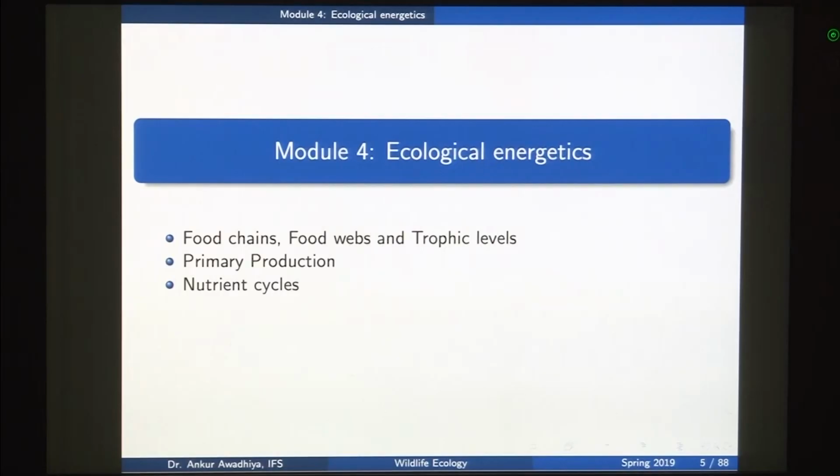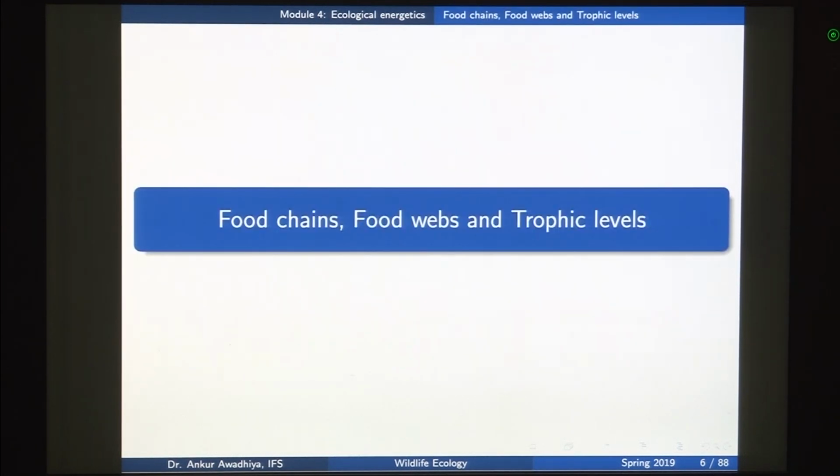Namaste. Today we begin a new module and that is ecological energetics. In this module we will have 3 lectures: food chains, food webs and trophic levels, followed by primary production and nutrient cycles. So, let us begin with the first lecture: food chains, food webs and trophic levels.